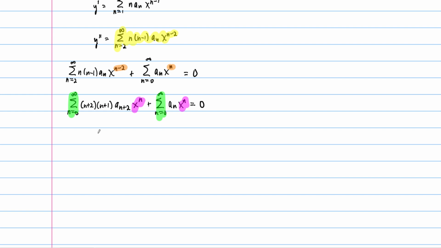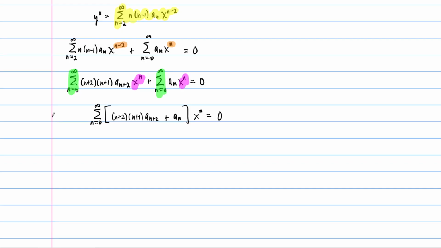And we can write this then as a single sum, n goes from 0 to infinity, of the new coefficients, which are n plus 2 times n plus 1, a sub n plus 2 plus a sub n, and then we can factor out this x to the n. That's a common term, right? And there we go. Now we have a single sum that's supposed to add up to 0.